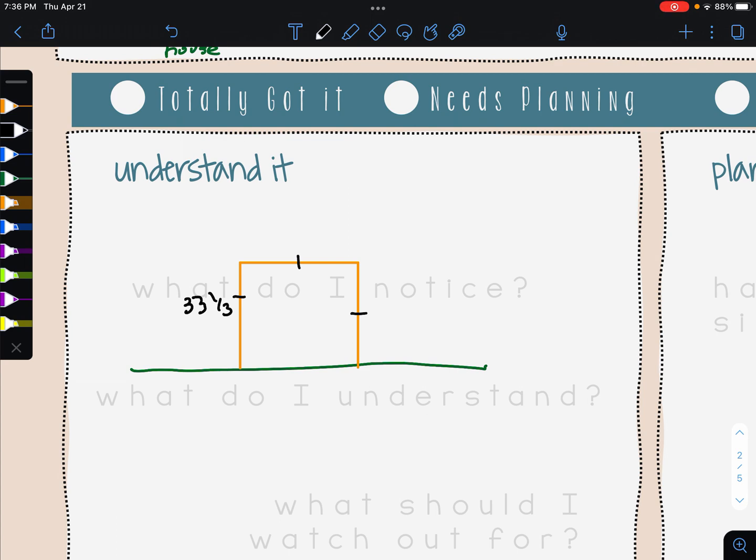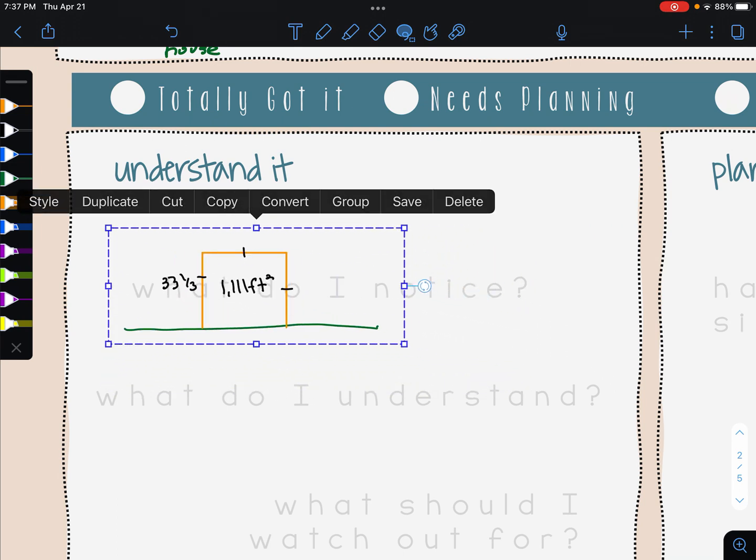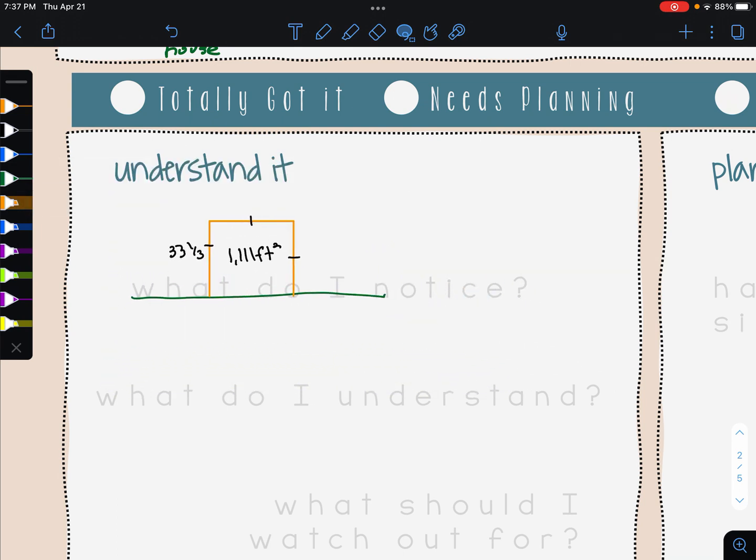Let me do some quick mental math here to get an idea of what the area would be in this situation. We would have 100 over 3 squared, which would be 10,000 over 9. That would be 1,111 square feet, or we could say feet squared. That would be the area if this was a square. Now, I have to decide what I want to do with that, but that's one way of looking at this.